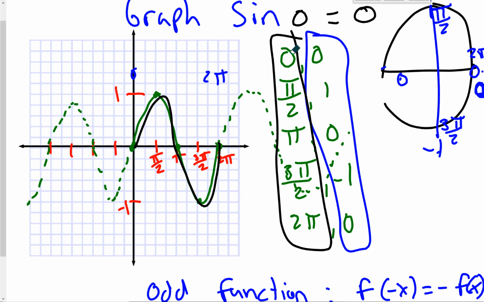And this is what we call an odd function, because when I plug in a negative into these, so negative 0, I still get 0. At negative pi halves, I'm at negative 1, so that's the negative of that answer. Negative 3 halves pi, I'm at a positive 1, so I change that sign. Negative 2 pi and negative 0. So that's what we call an odd function. When I plug a negative in for my x, I get the negative answer.